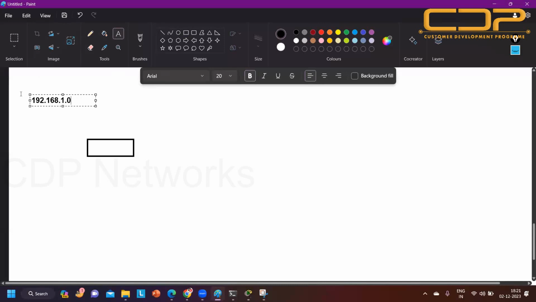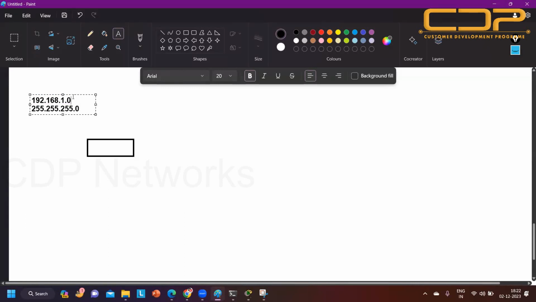192.168.1.0/24, or you can say subnet mask 255.255.255.0. My manager told me you need to design a network where we need 50 hosts, and you need to use IP addresses from this network. So can anyone tell me how many valid IP addresses are there in this network? 254. Definitely here we will get 254 IP addresses.